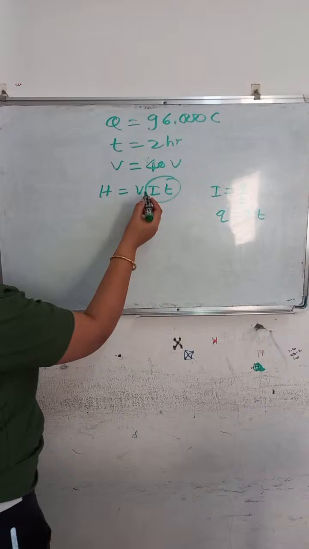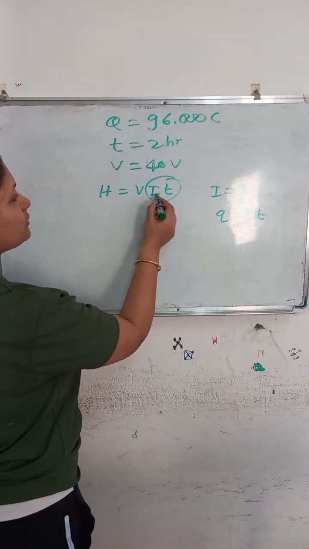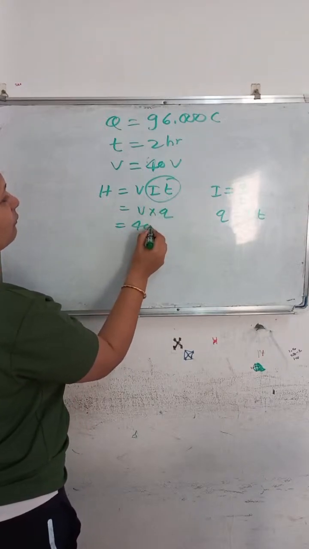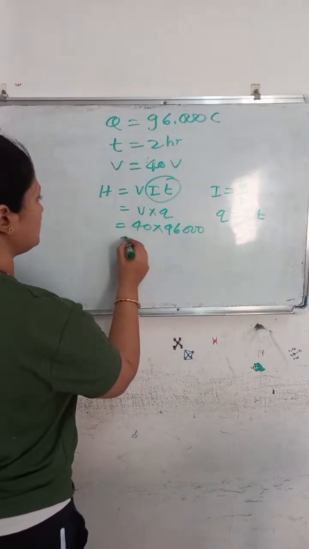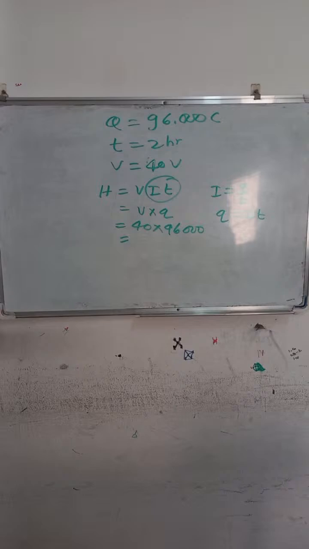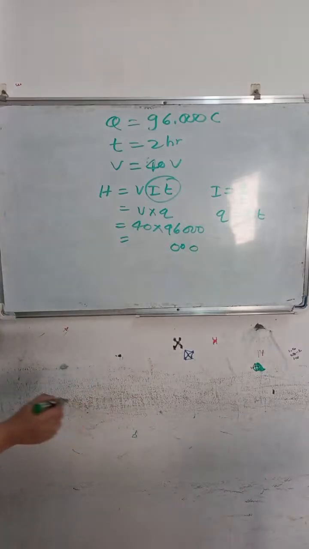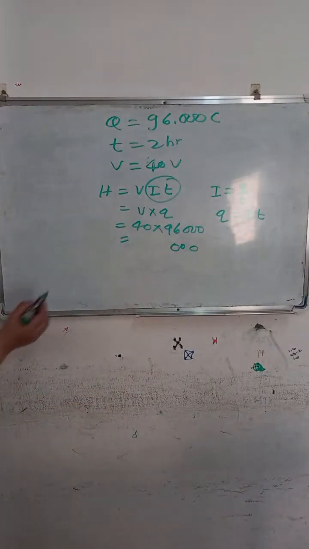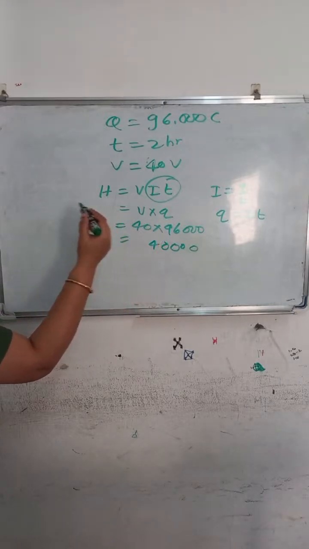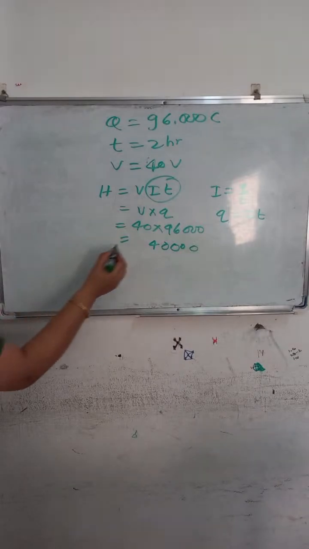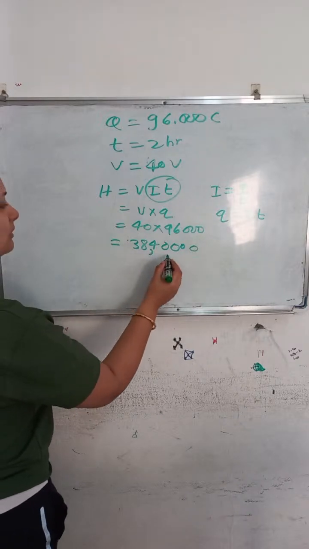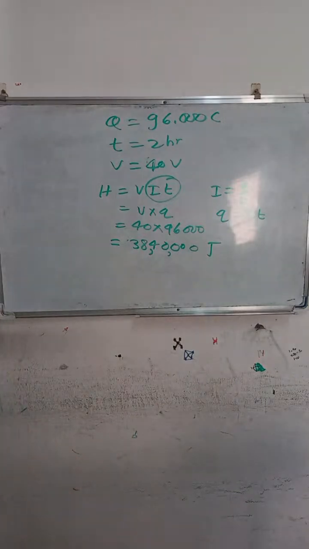Okay. See, this is one just adjustment. So H is equal to V into I into T. So IT is nothing but Q, and V into Q. So we have 40 and Q we have it as 96,000. Now do this calculation, you will get the answer. This is what the answer, and it is measured in terms of joule. Write down. Getting this? Those who are online, they can able to understand how I am solving, what are the adjustments.